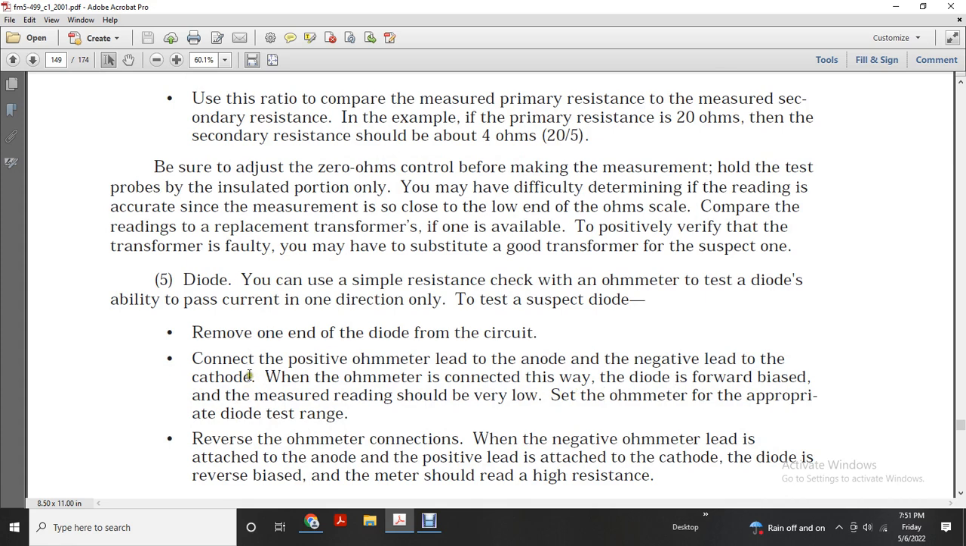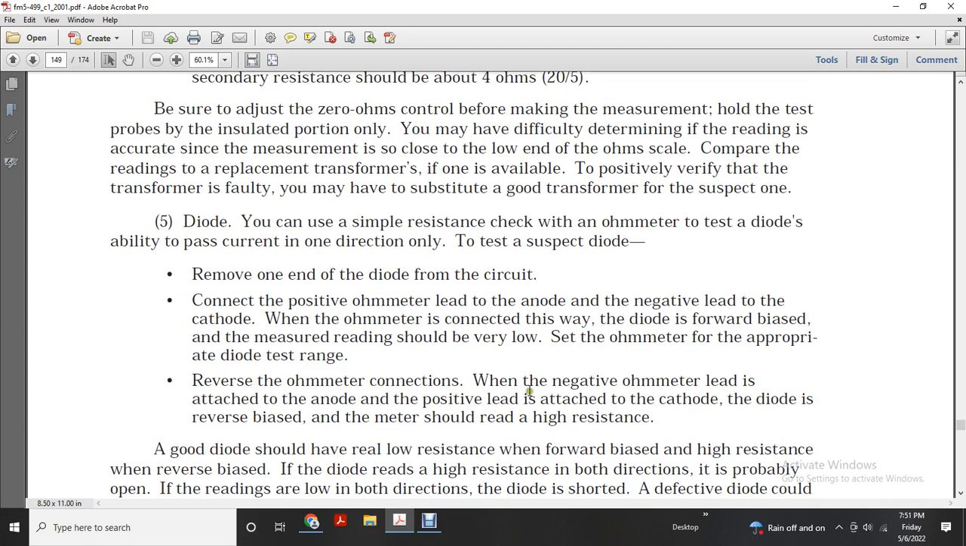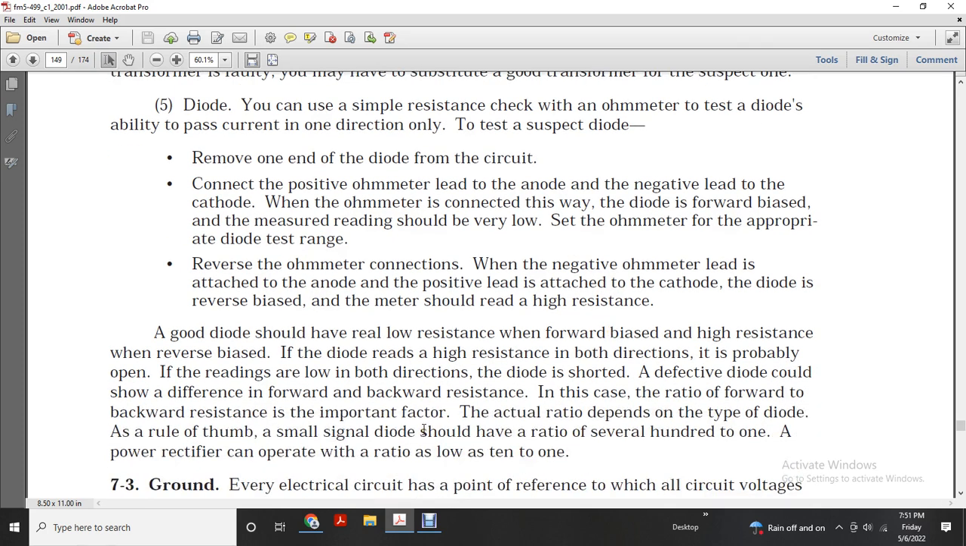Set the ammeter to the appropriate diode test range. Reverse the ammeter connection: the negative ammeter lead is attached to the anode, and the positive lead to the cathode. The diode is now reverse biased, and the meter should show the higher resistance.